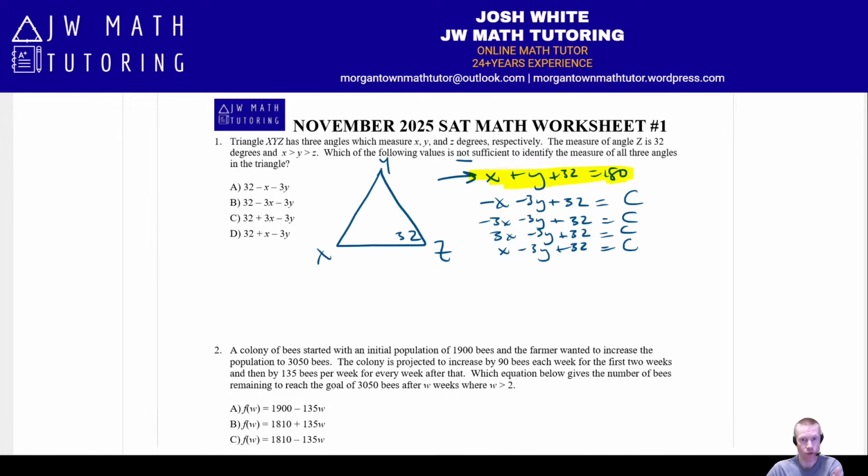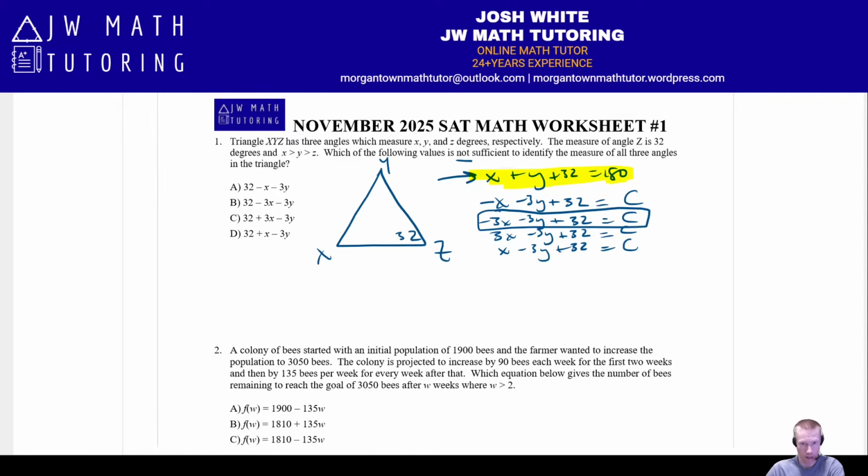For one of them, you cannot. For the other three, you can. So if you don't recognize it already, the answer for the one that is not sufficient is going to be letter B here. It's going to be this one.